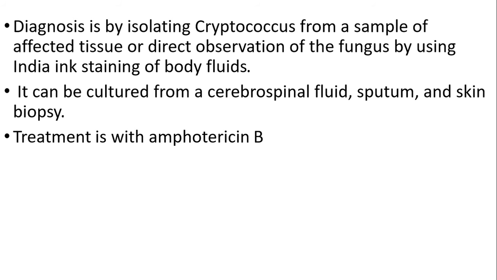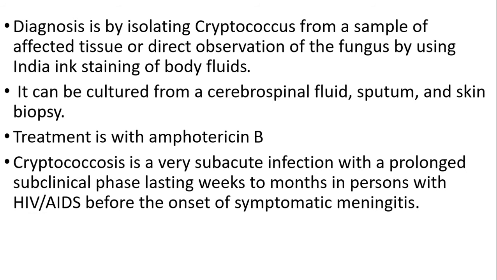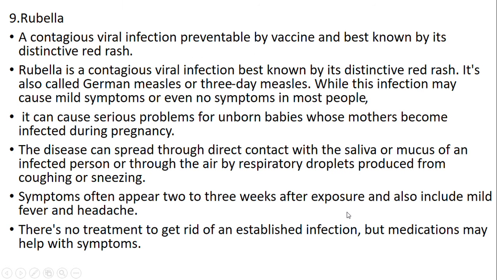Treatment is with amphotericin B. Cryptococcosis is a very subacute infection with a prolonged subclinical phase lasting weeks to months in persons with HIV or AIDS before the onset of symptomatic meningitis.